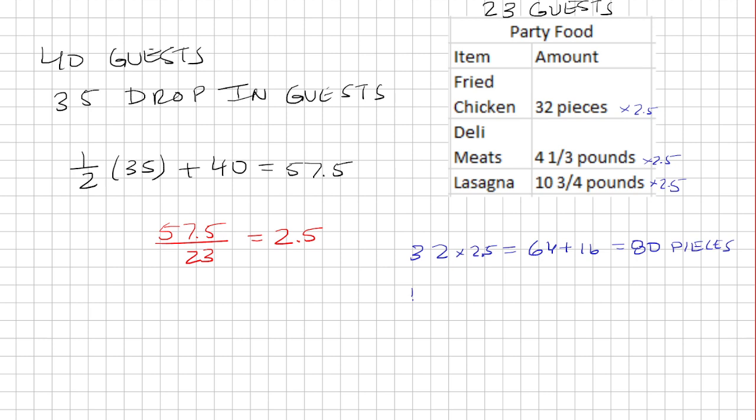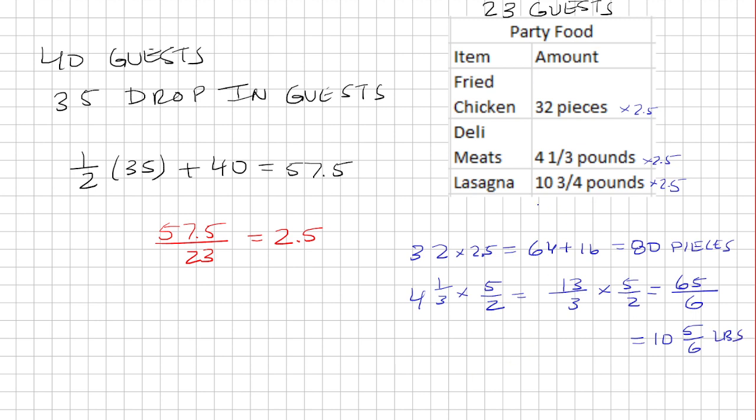For deli meats, we have 4 1/3, and we want to multiply that by 2.5. So I'm just going to rewrite that as 5 halves. 4 1/3 is just 13 over 3. And then multiply that by 5 halves. 13 times 5 is 65. 3 times 2 is 6. 6 goes into 65 10 times, remainder 5. So that's going to be 10 5/6 pounds of deli meat.